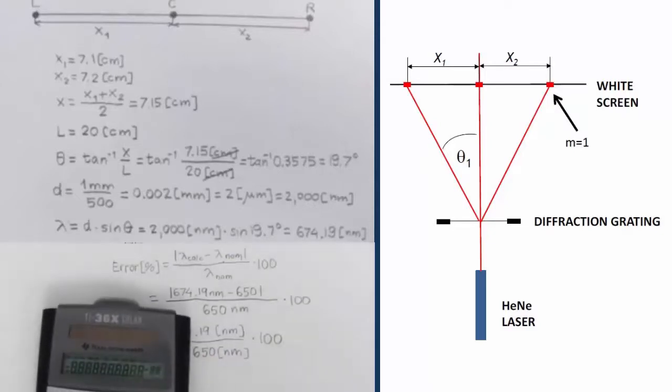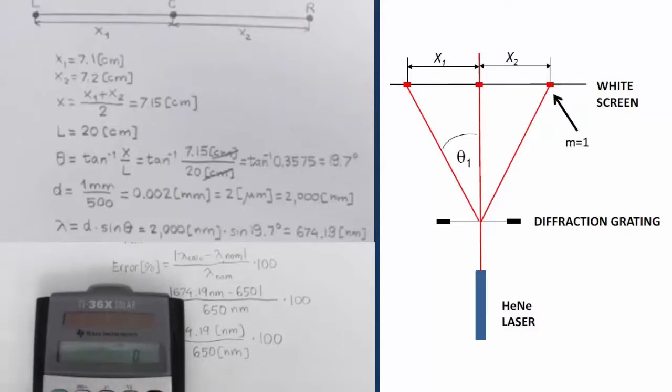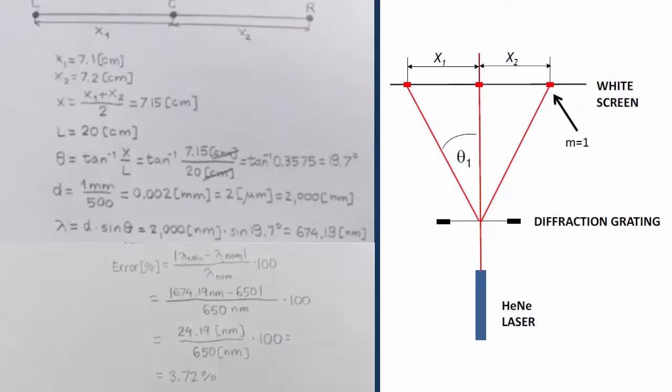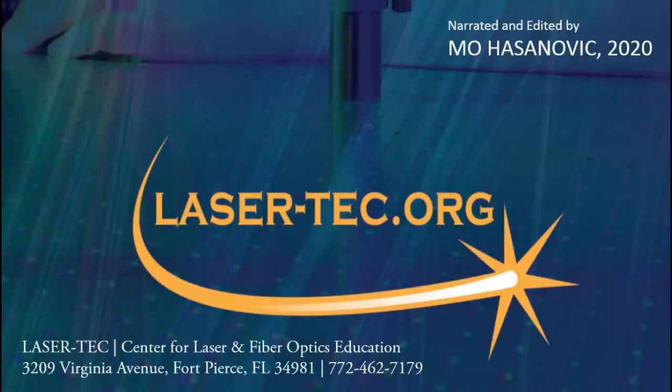So here we can use the calculator. So we have 24.19 over 650 times 100 gives us 3.72% error. So the error of our measurement is about 3.72%, which is pretty good for this type of measurement.